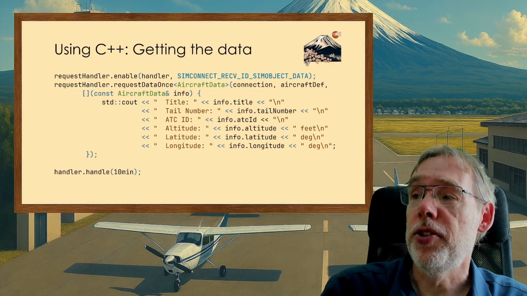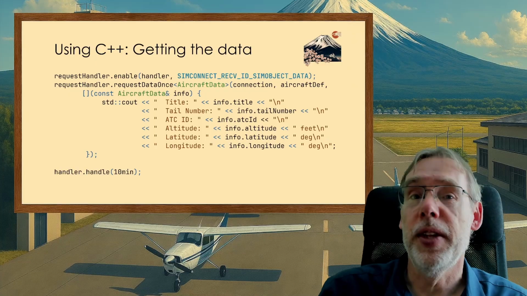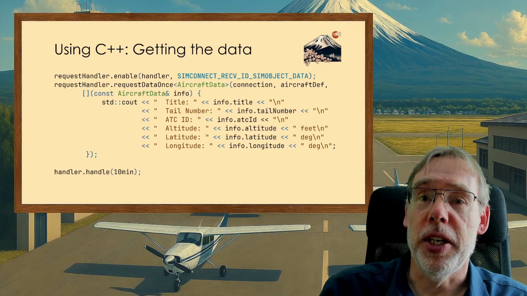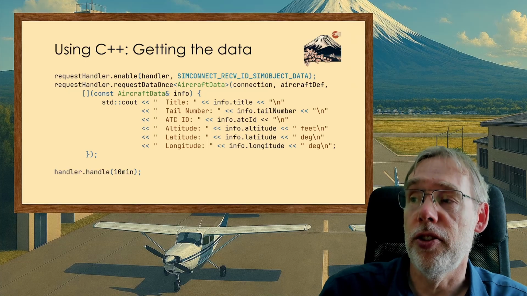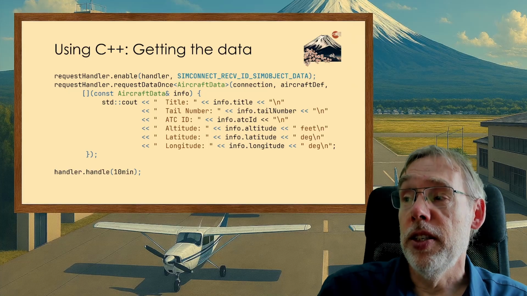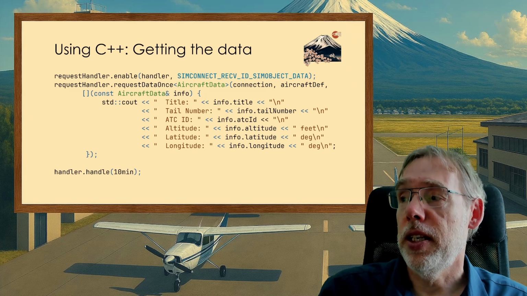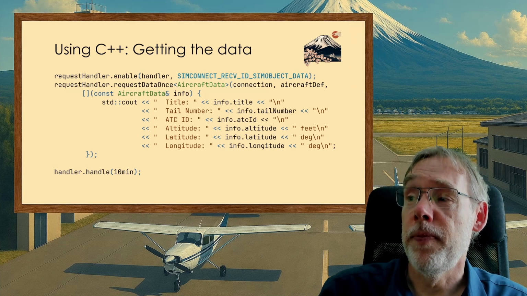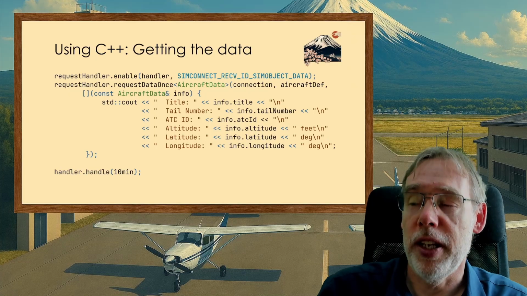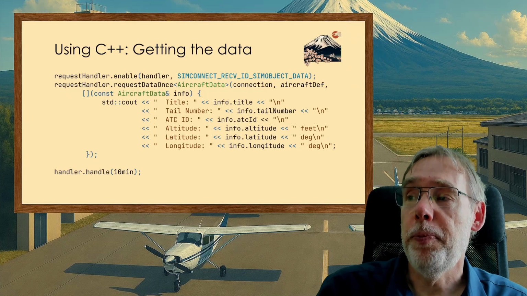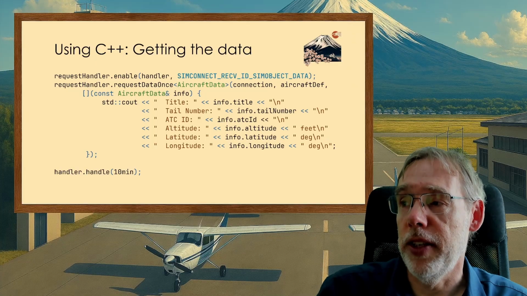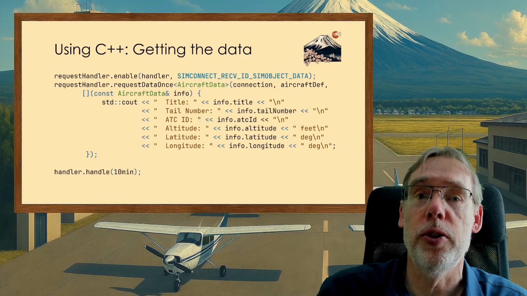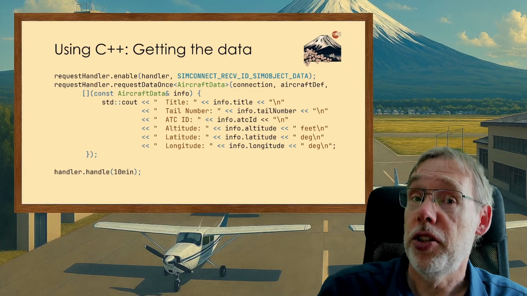So what now happens is that you get the request handler, enable the SimObjectData messages for it, and then request the data, in this case requestData once. And it's a templated method again. It gets the class, and then you pass a lambda as parameter that will pick up the data and do something with it. And this is your class that already has passed into it all those values. But this is not everything.